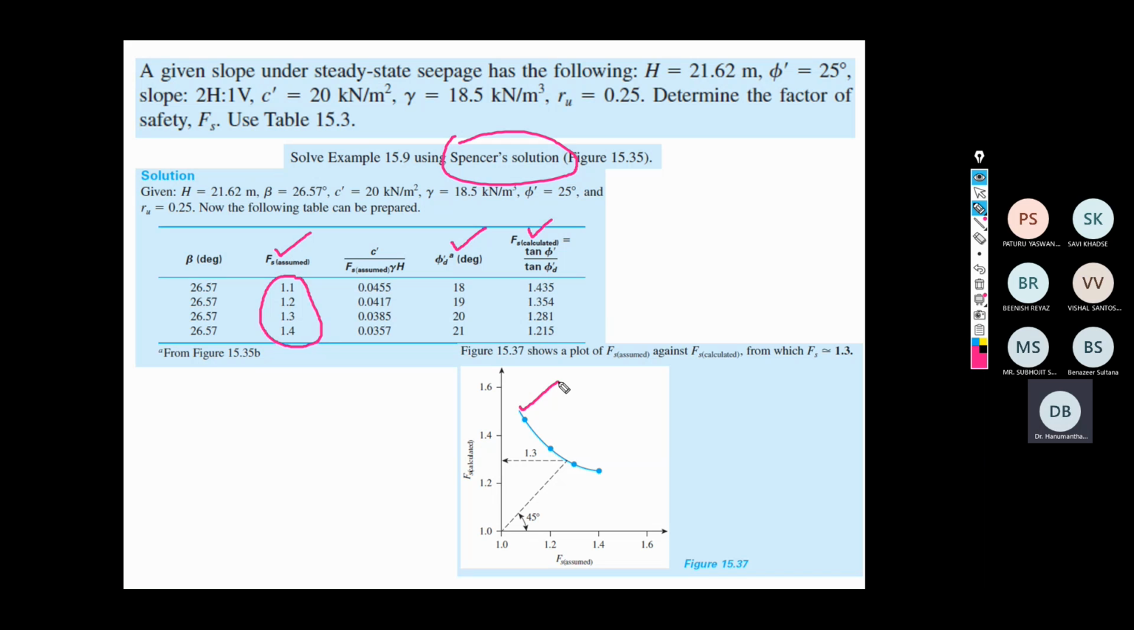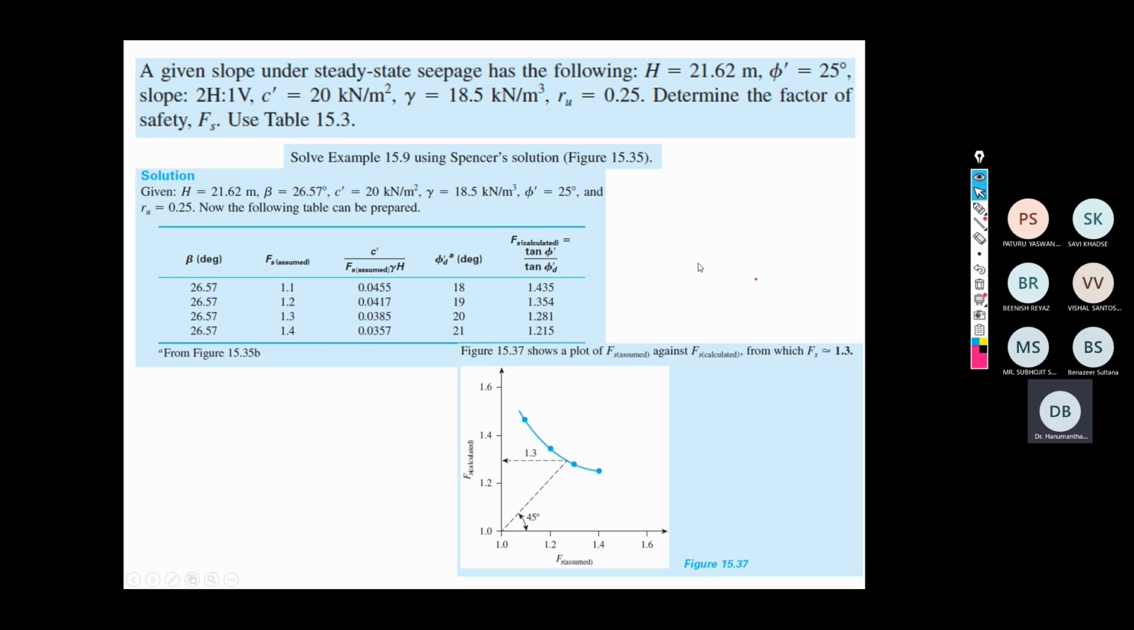Now, in order to pick up the value of the Fs corresponding to the strength of the soil material, that is Fs with respect to the strength, draw from the horizon an inclined line with an inclination of 45 degrees. Wherever this line intersects the relationship between Fs assumed versus Fs calculated, that would be the factor of safety value for that slope under steady state CPS condition as per the Spencer method. Okay, just recall, this is the second method.